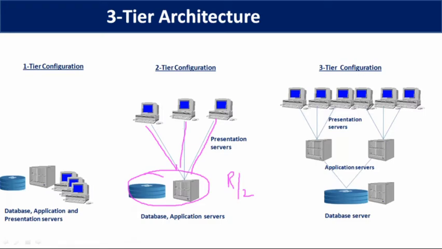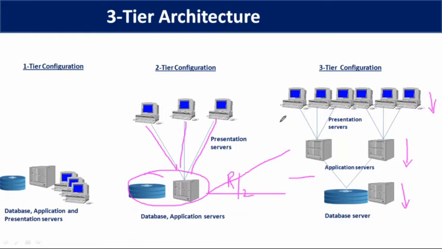If it is three-tier architecture, then there are three different layers and three different applications: database server, application server, and presentation server. The database server is the backend, the application server is nothing but your SAP software, and the presentation server is nothing but the front end. So three different layers and three different applications.